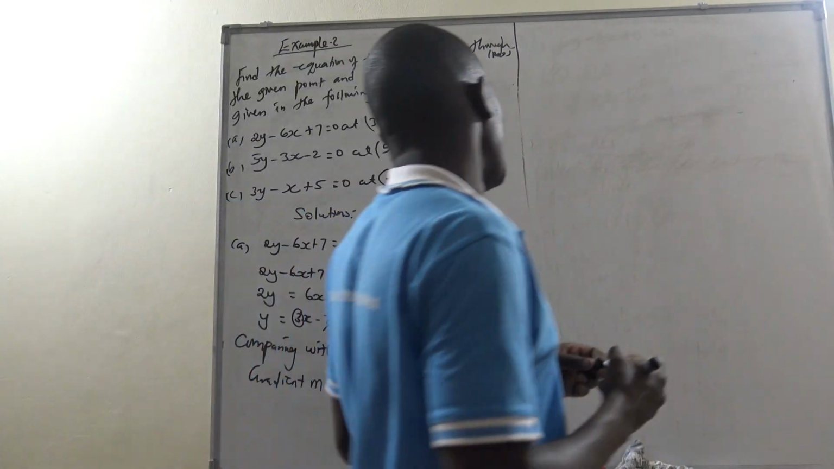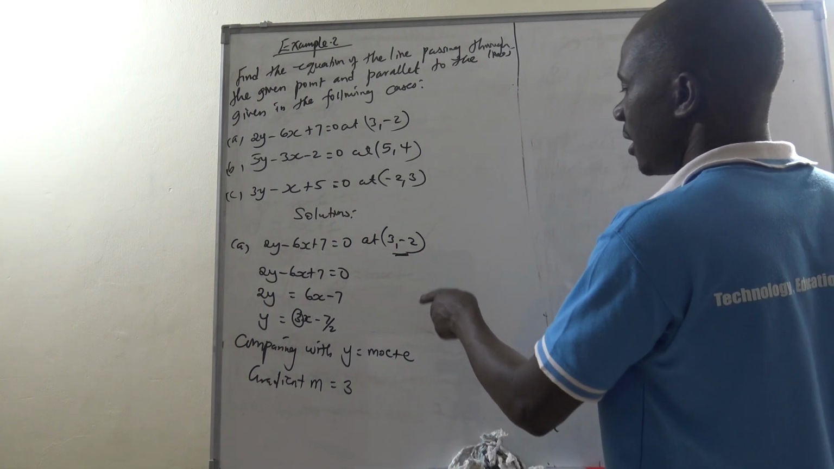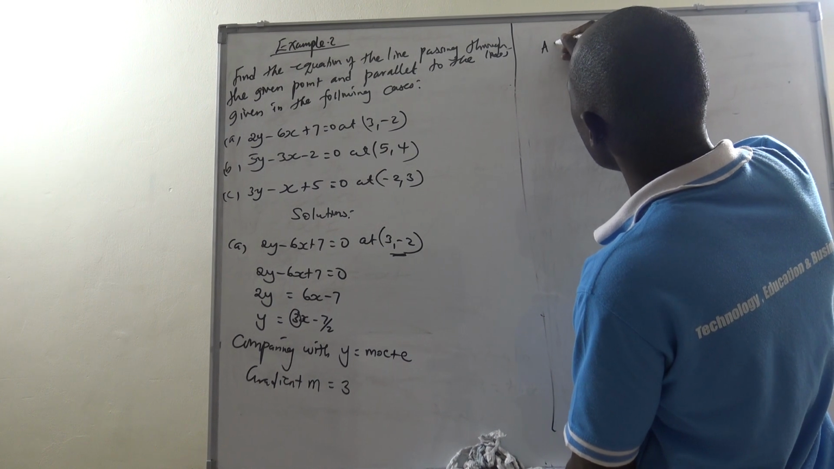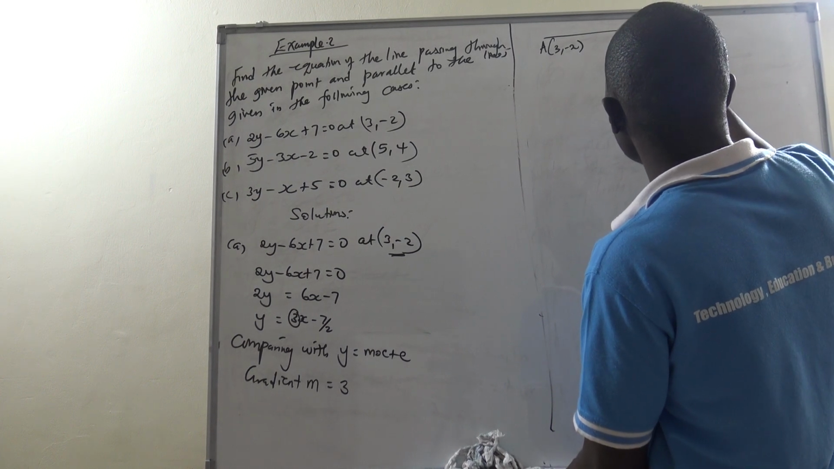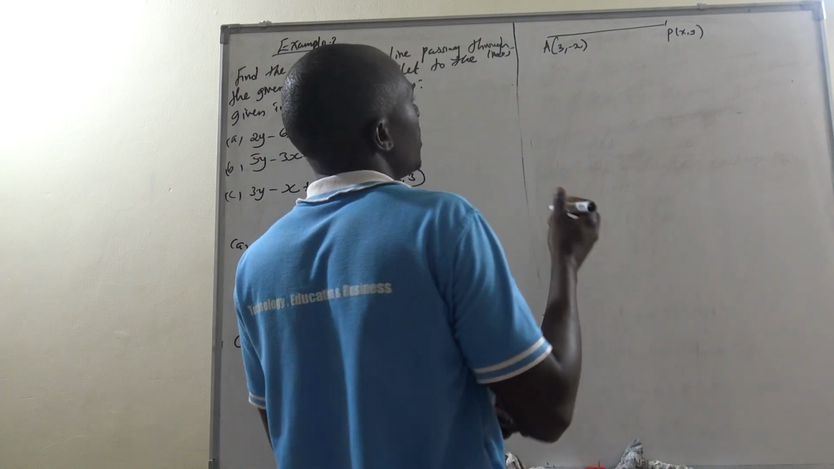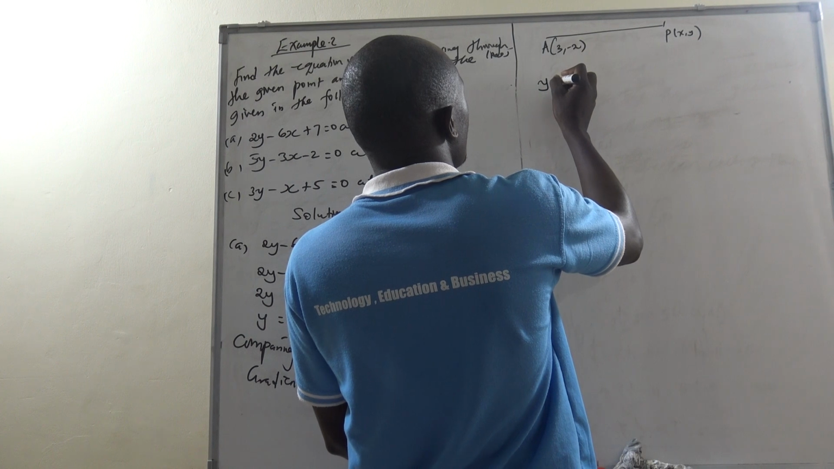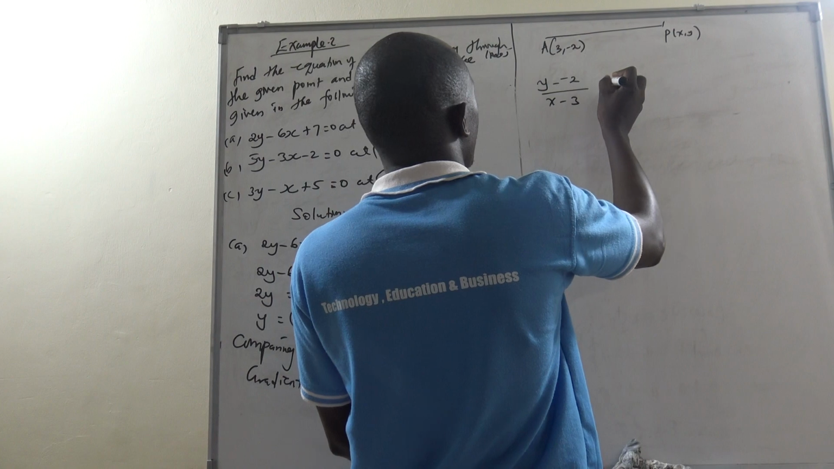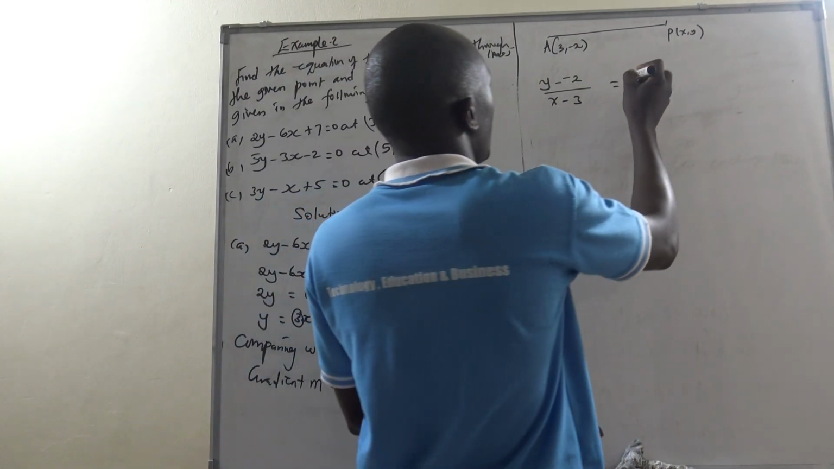And we are now having the point. We are having the point as 3, -2. You can say, if I have my point, I can call it A, 3, -2. I can call another point P, x and y. So how do we get the gradient of AP? You can say y minus 2 all over x minus 3 equals the gradient. What is the gradient? The gradient is the 3.